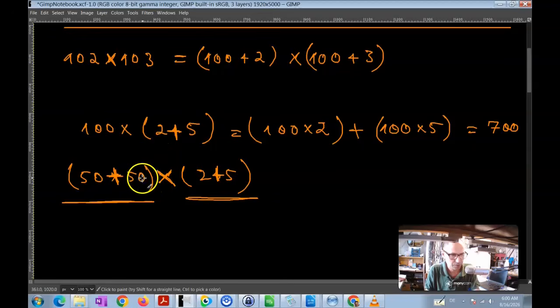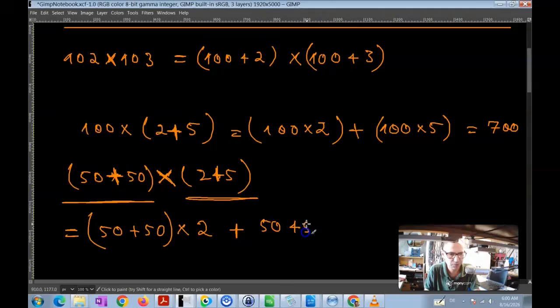But then I could write this as 50 plus 50 times 2, and I have to put these in brackets, plus 50 plus 50, put these in brackets, times 5, right?